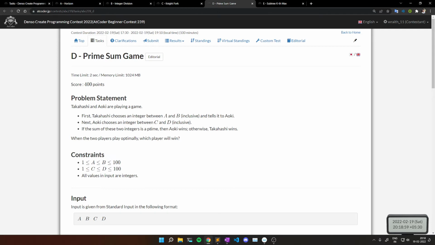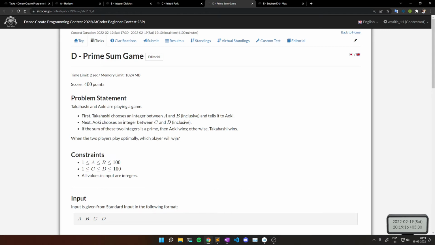Now, Takahashi picks a number and Aoki picks another number, and if the sum of these two integers is a prime number, then Aoki wins, otherwise Takahashi wins. Both players play optimally, so we have to tell which player will win.